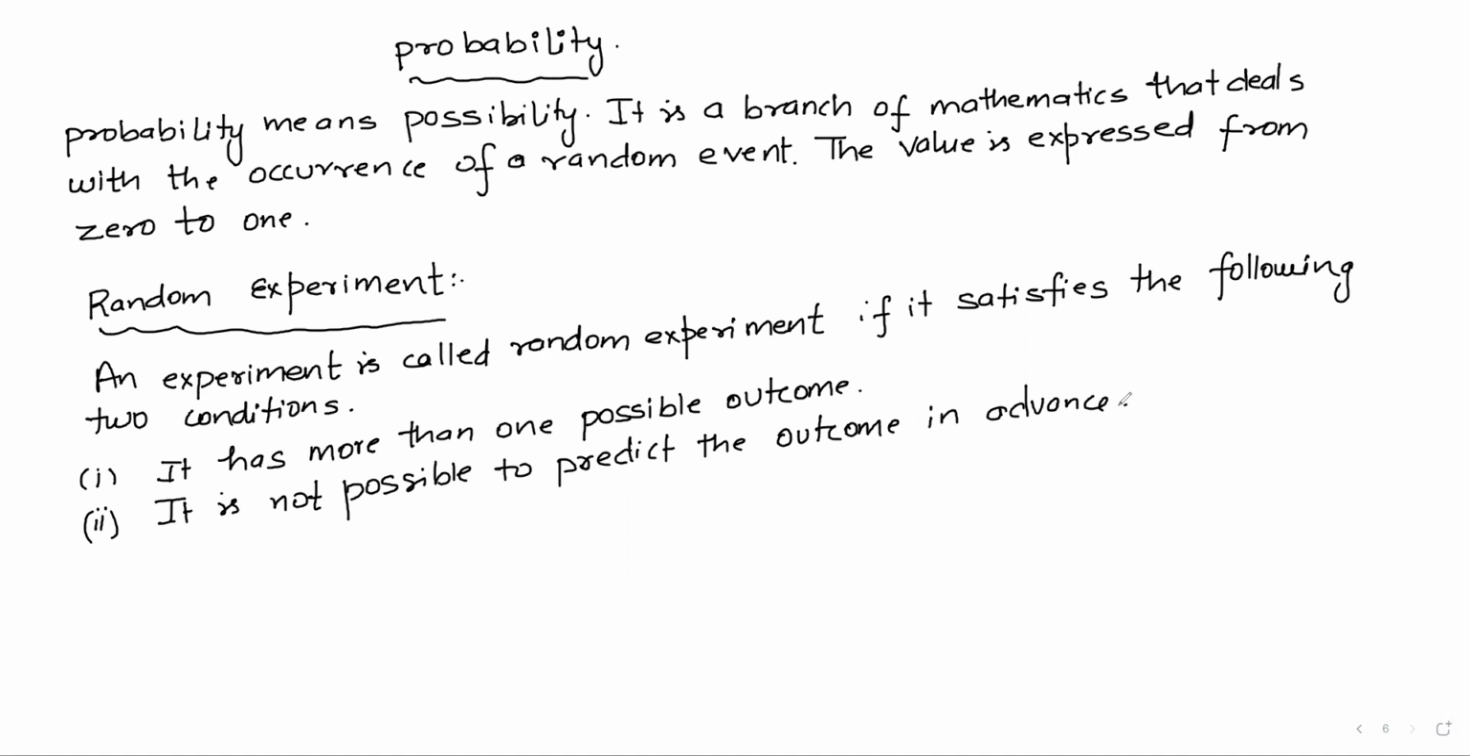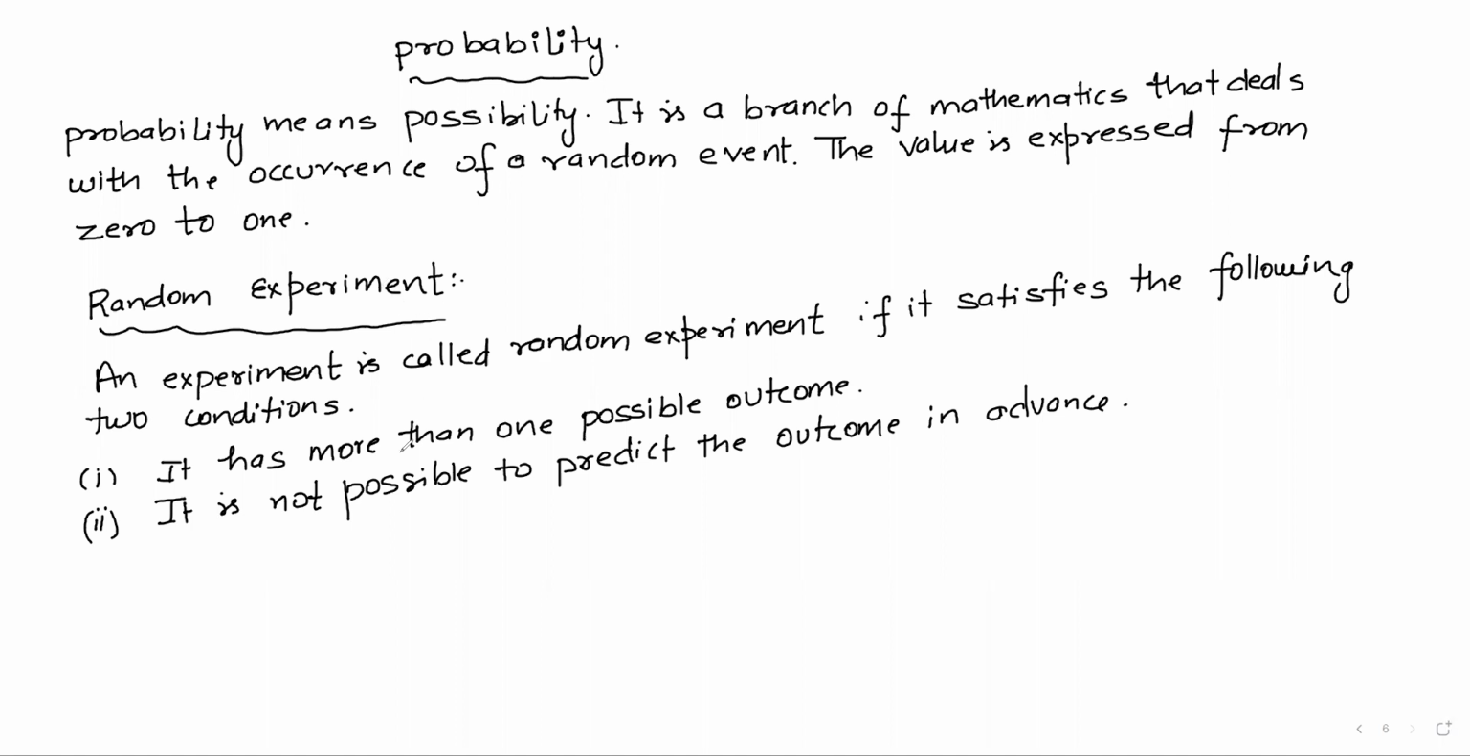Okay, so what is a random experiment? An experiment is called a random experiment if it satisfies two conditions. The first is, it has more than one possible outcome. For example, if we are tossing a coin, then what are the outcomes we have? We can have a head or we can have a tail. So this is a random experiment. In a random experiment, the outcome should be more than one.